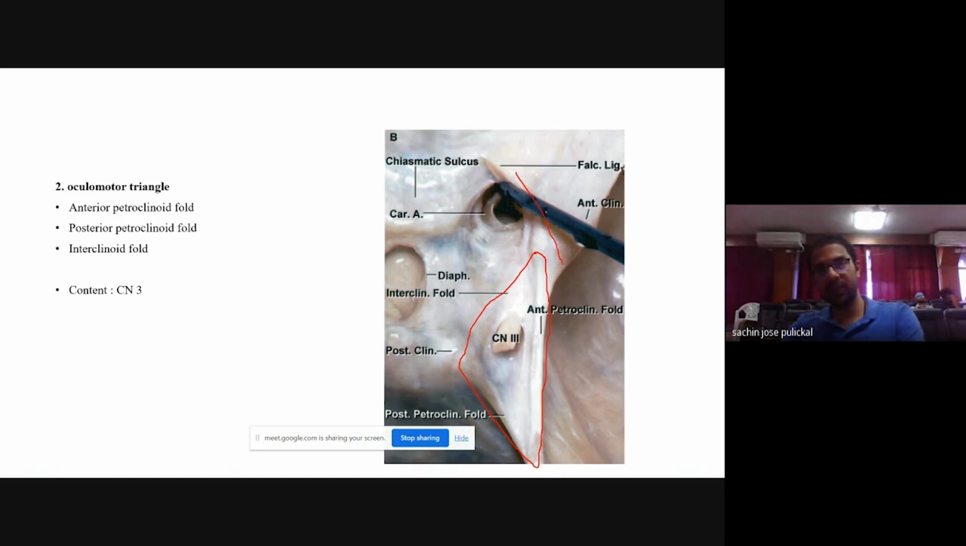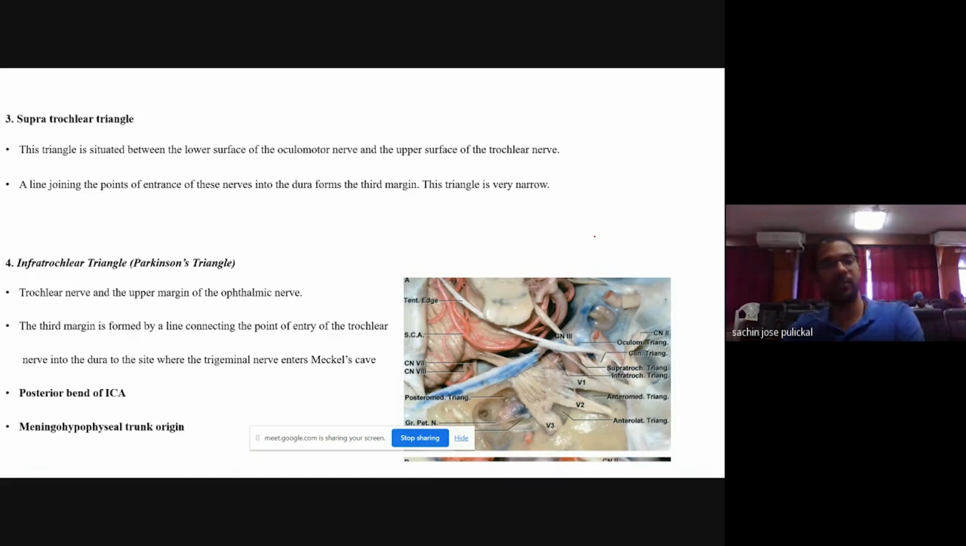And this is the clinoidal triangle. I told you to remember, the ICA is related medially to the clinoidal triangle, and the optic nerve will come here, and the third nerve will course inferior to the clinoid process. Coming to the next triangle.